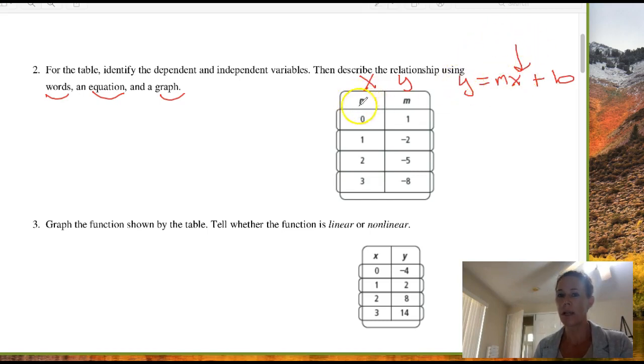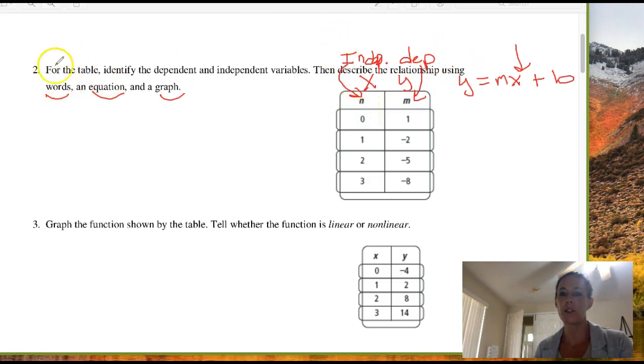So your x value, or this column, will be independent. I'm picking that. It's independent, okay? And then your y value depends on what you pick for x, or what you pick for n in this case. So this will be dependent. This will be independent. Okay.